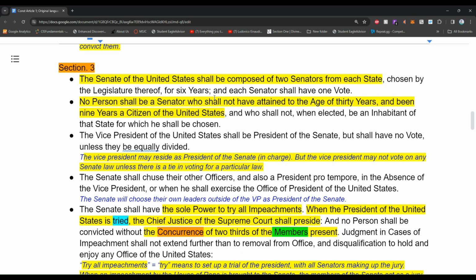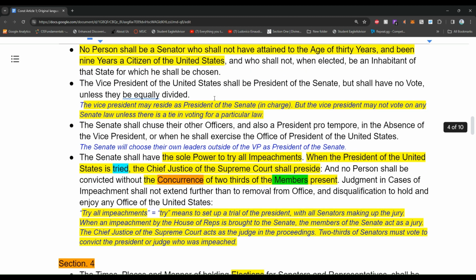Section 3. The Senate will be composed of 2 senators from each state. Second bullet, no person shall be a senator who will not have attained the age of 30 years. This is just basic stuff, okay? But the third bullet is just a little bit strange, okay? So today we have 100 senators, 50 states times 2.